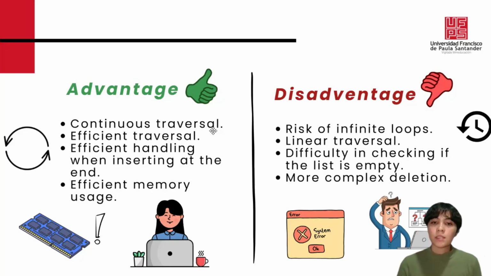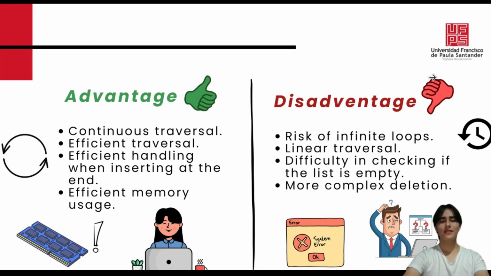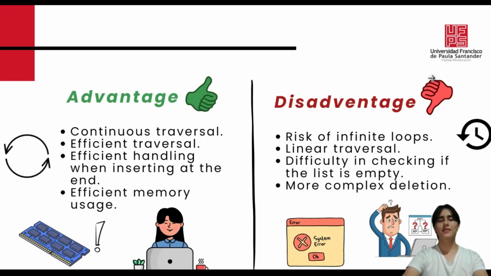However, as with most data structures, there are also some disadvantages. Disadvantages. Risk of infinite loops. If the stopping condition is not correctly managed, you might never exit the loop. Linear traversal. You still have to go through elements one by one to reach a specific node. Checking if the list is empty can be tricky, since it loops back, requiring an extra condition to detect an empty list. More complex deletion. Removing nodes requires careful pointer management to maintain the circular structure.